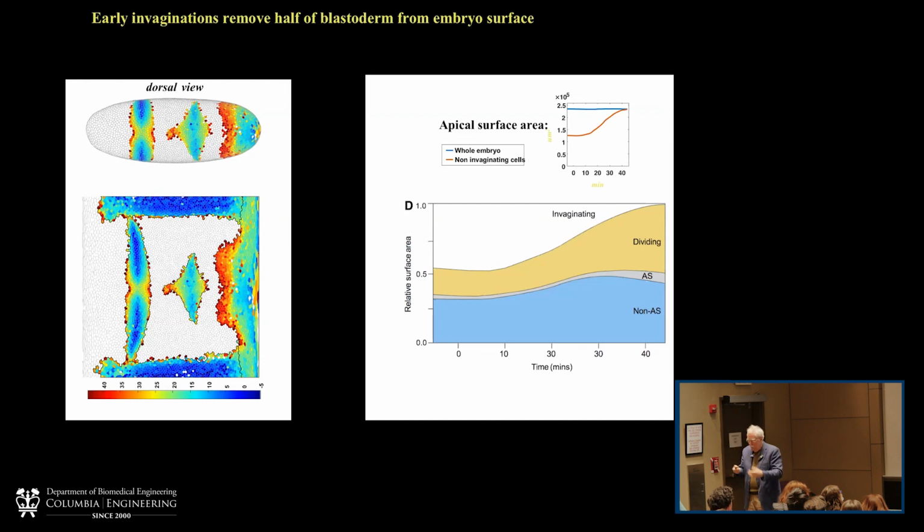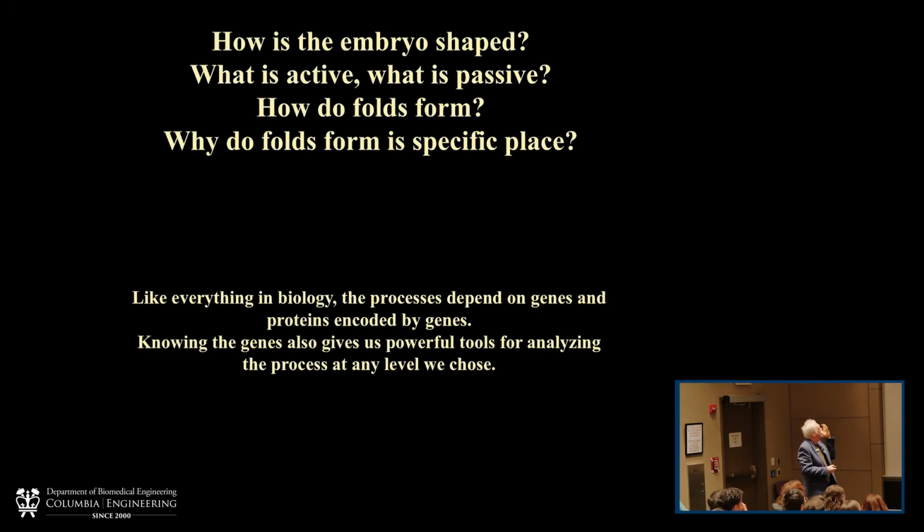You can hopefully identify just from morphology, and from the morphology of the cells, develop hypotheses that suggest underlying mechanisms. So, how's the embryo shaped? What's active, what's passive? How do folds form? Why do folds form in specific places?